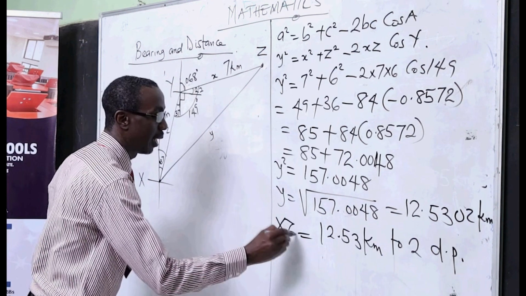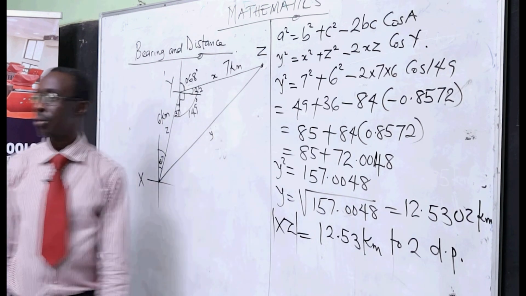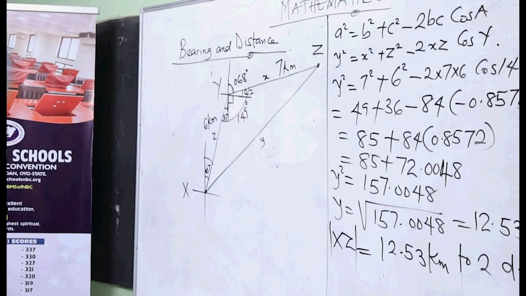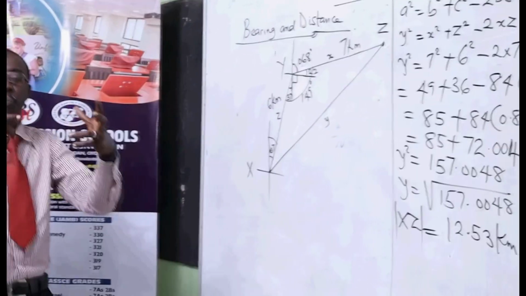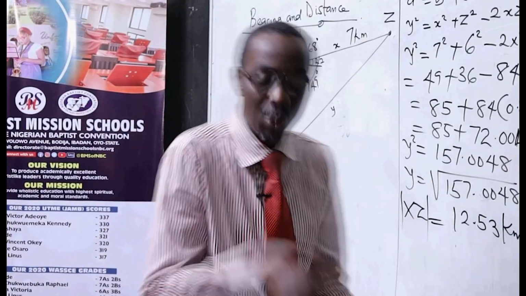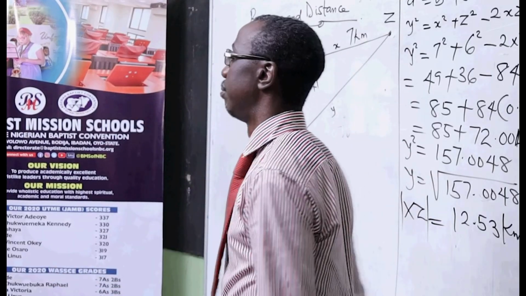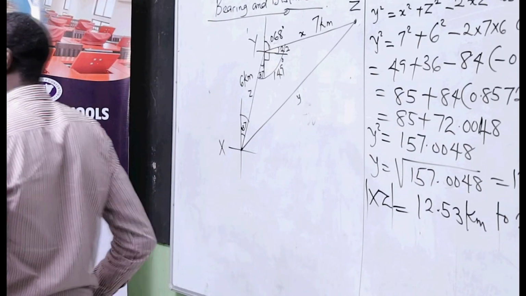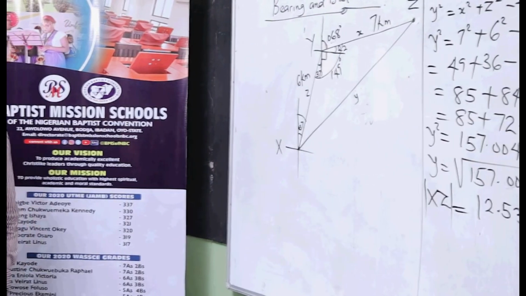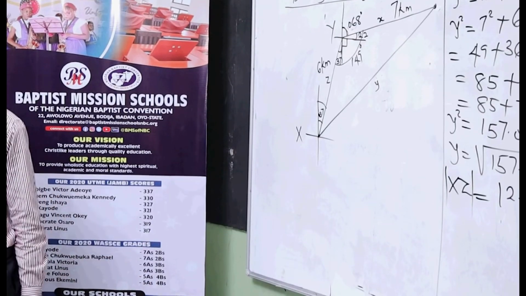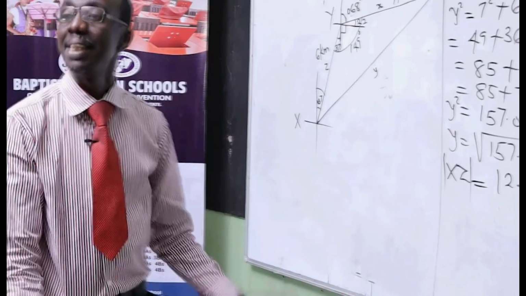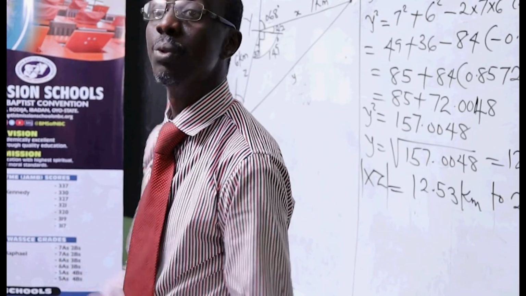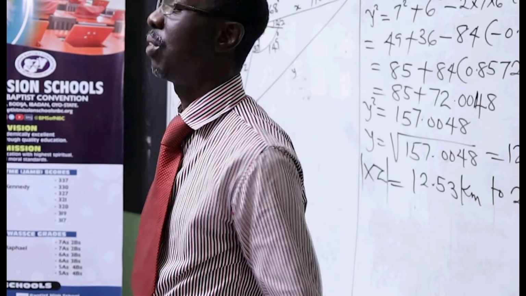The next question says: bearing of z from x. The bearing of z from x. Sometime ago, we treated getting the bearing of a particular location from somewhere. My simple analogy all the time has been that I want a student to help me get a bottle of Coke from the fridge. Obviously, the common sense there is that you have to go to the fridge first before you get the bottle of Coke.